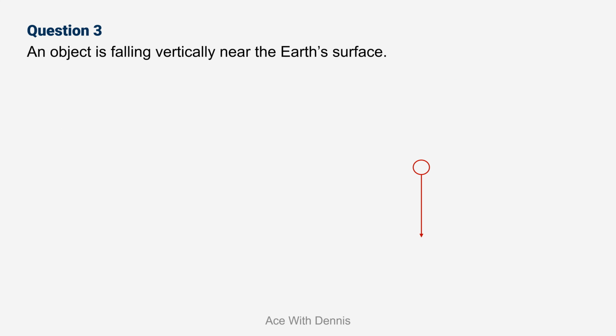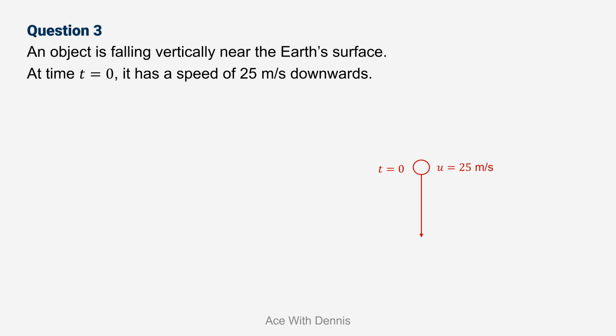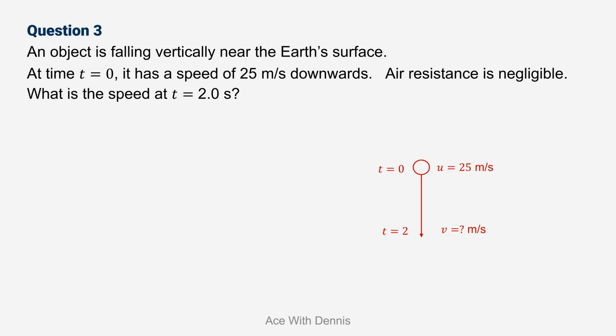Question 3. An object is falling vertically near the Earth's surface. At time t equals 0, it has a speed of 25 meters per second downwards. Air resistance is negligible. What is the speed at t equals 2.0 seconds? Is it A, 5.0 meters per second, B, 25 meters per second, C, 45 meters per second, or D, 50 meters per second?